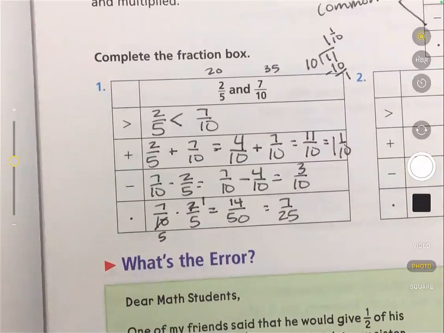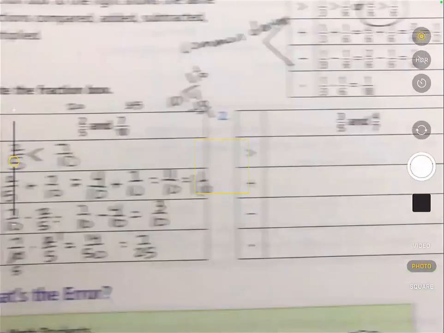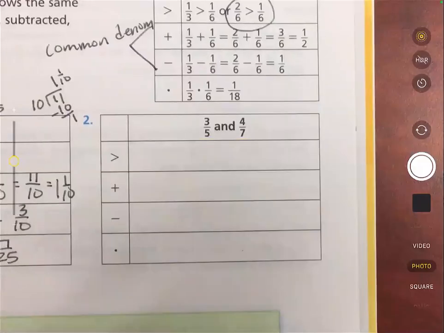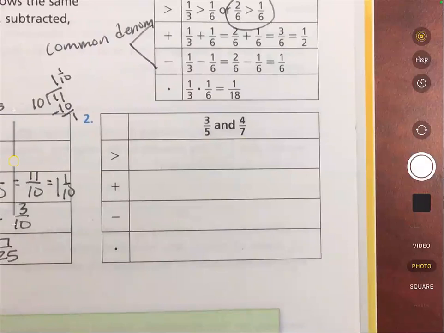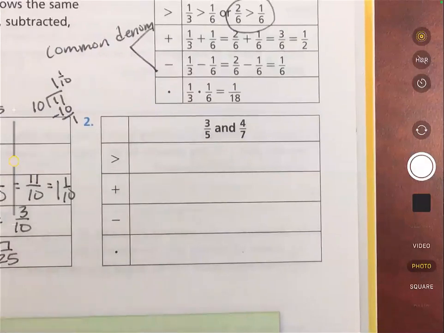Awesome. Great job on that fraction box. Let's look at the next fraction box. And you guys are going to have a fraction box on your homework. So make sure you're understanding or asking questions if you're not.